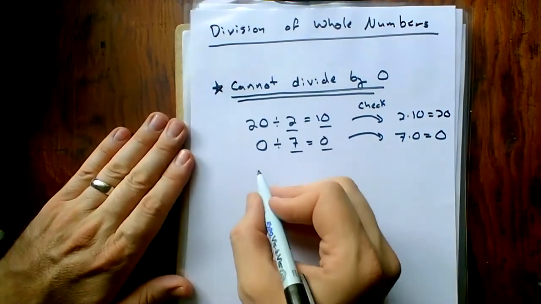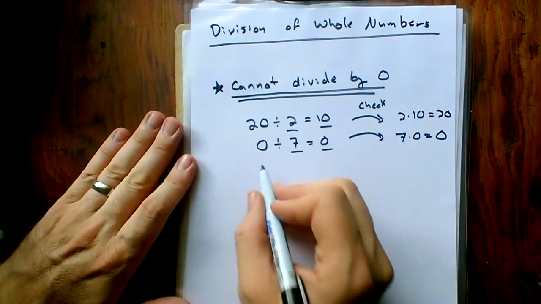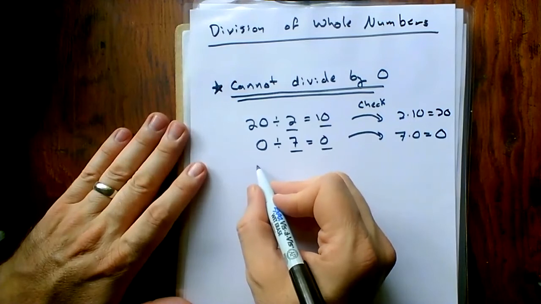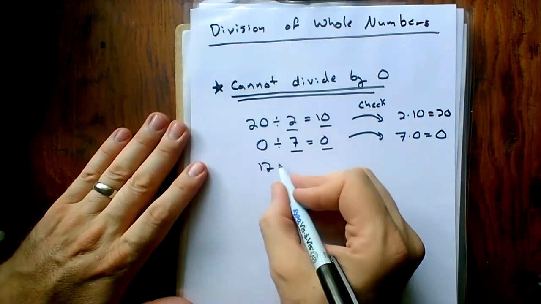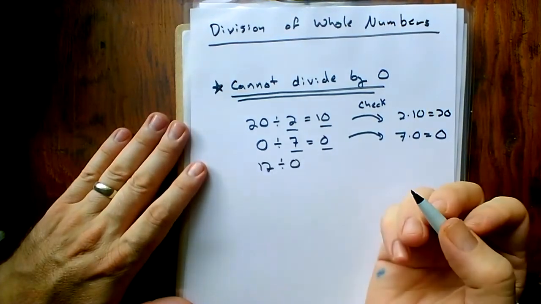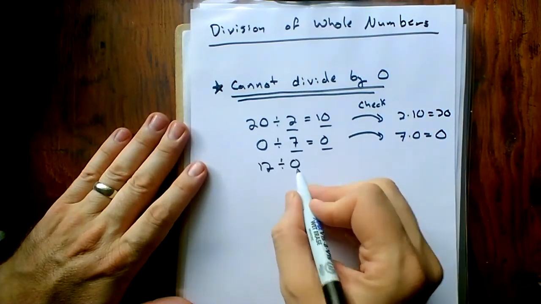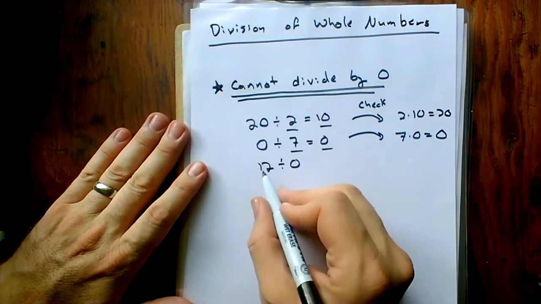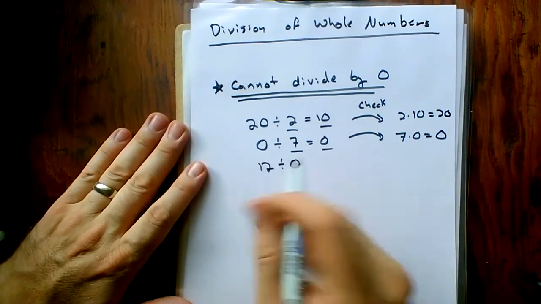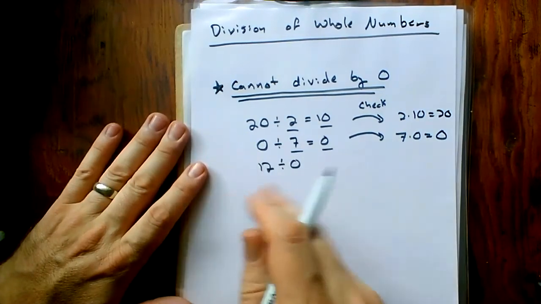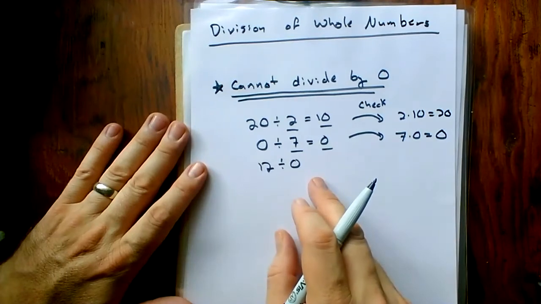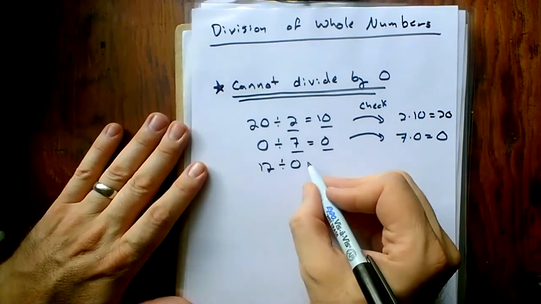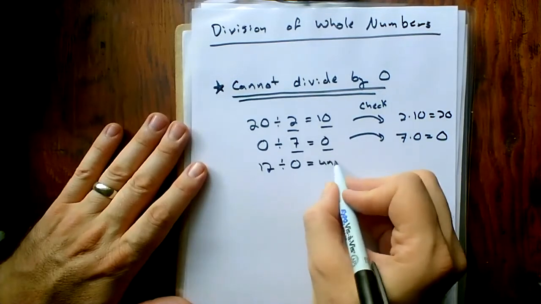Here's the thing. When I try to divide by 0, so if I say something like 12 divided by 0, how many times do you have to add 0 to itself to get 12? Is it 12? No. Is it 0? No. It is undefined.